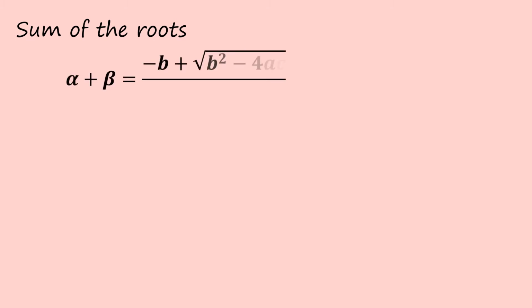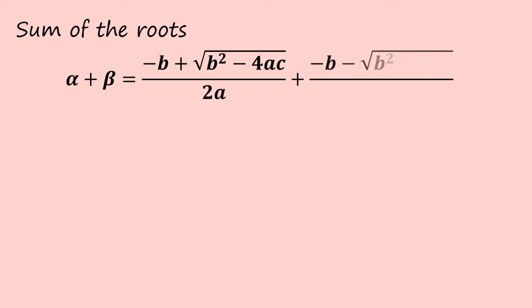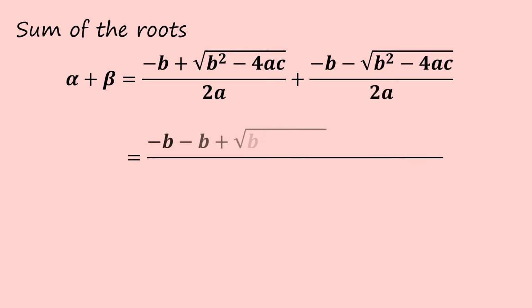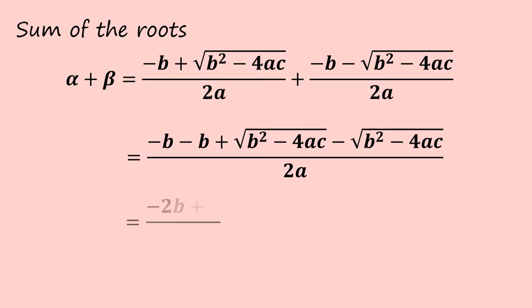Let's compute the sum of the roots, which is alpha plus beta equals minus b plus square root b squared minus 4ac over 2a plus minus b minus square root b squared minus 4ac over 2a. If we simplify this further, we get minus b plus square root b squared minus 4ac minus square root b squared minus 4ac over 2a. Then the positive and the negative cancel out to have minus 2b plus 0 over 2a, which will give you minus b over a.